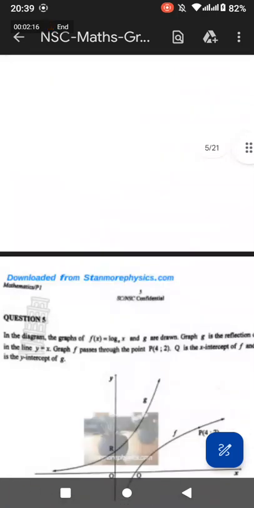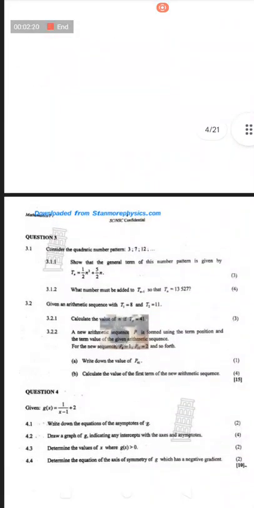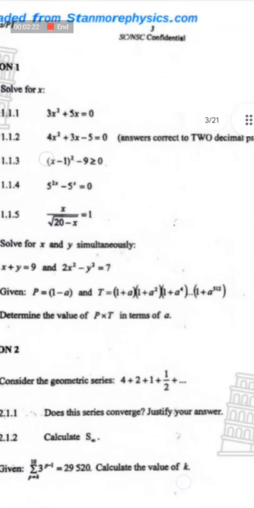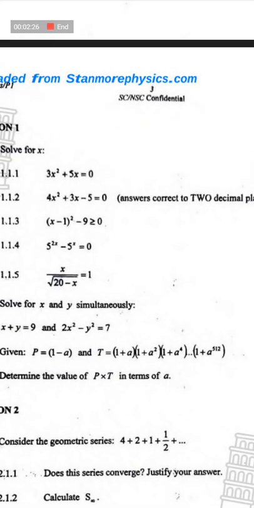We're now at number 5. So number 5, the first thing I would do is take that denominator root to the other side and multiply it to 1. So I'll be left with x equals root 20 minus x. Then it's normal surd equations from there. I'll square both sides and then solve for x.